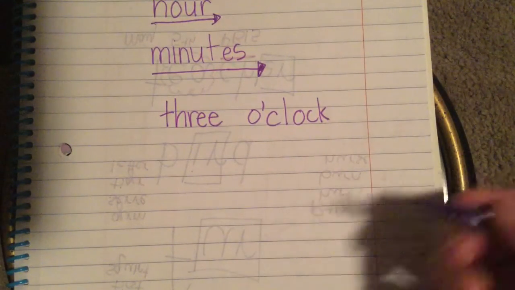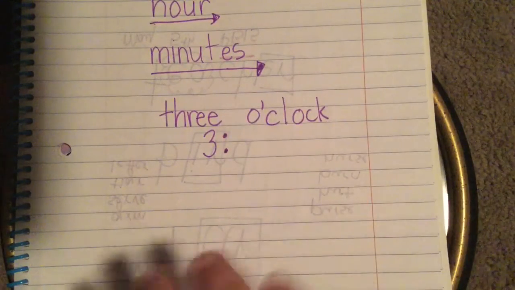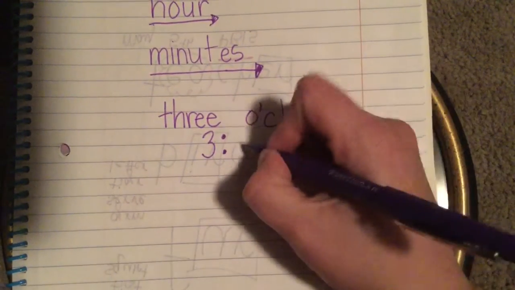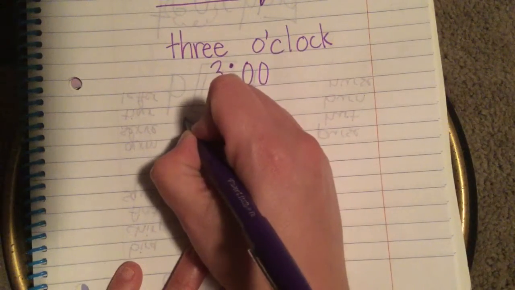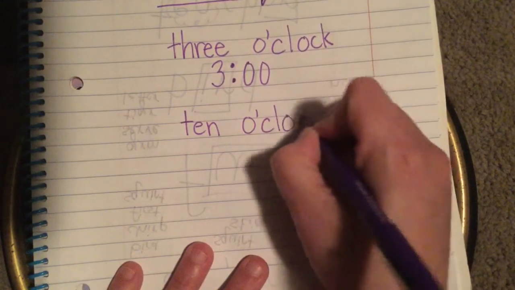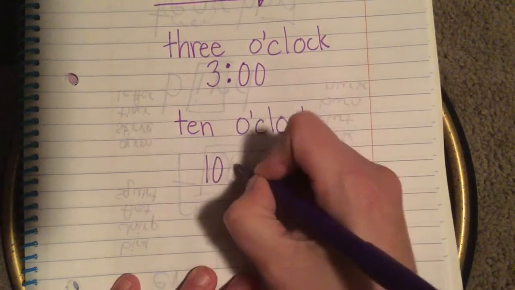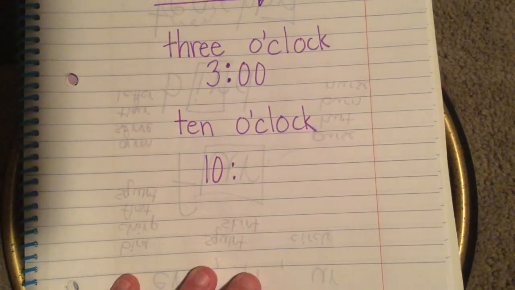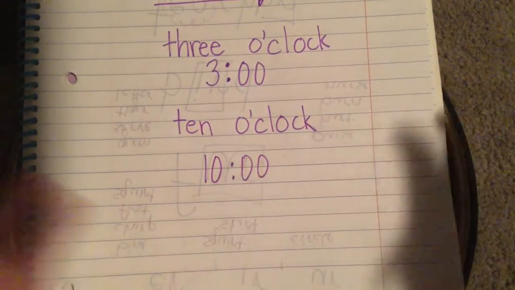Now, if I wanted to write 3 o'clock in numbers, I write my 3 and I use my colon. The colon is super important because it divides your hour from your minutes. And we put 0, 0 for o'clock, so 3 o'clock. Another example might be 10 o'clock. If I want to show 10 o'clock in numbers, I write my 10 with my colon to divide my hours from my minutes, and 0, 0 for o'clock, 10 o'clock.